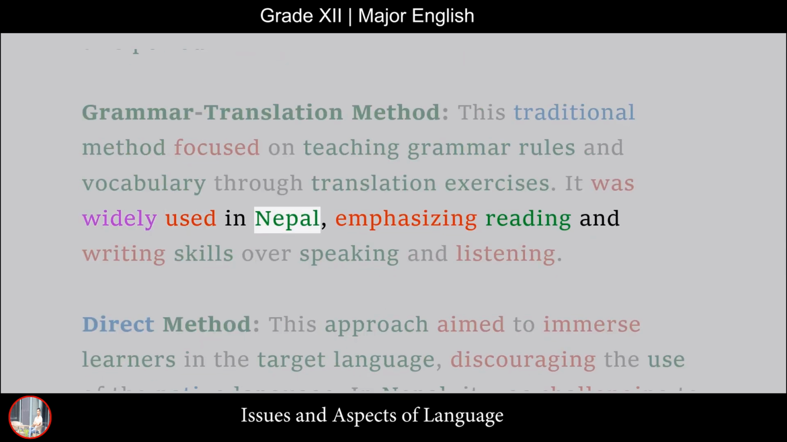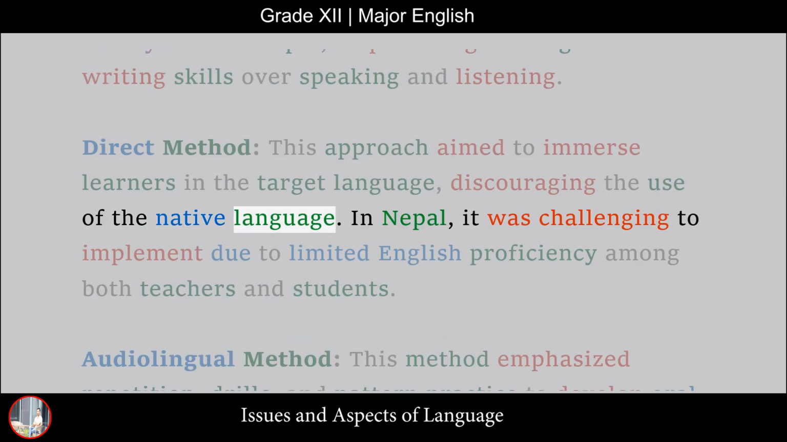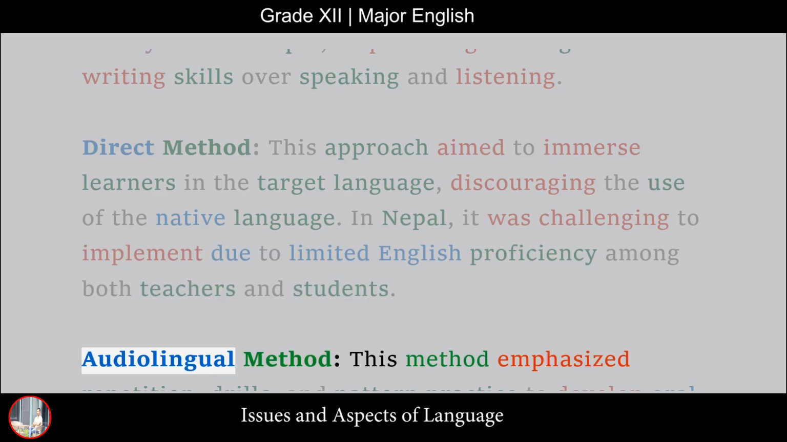It was widely used in Nepal, emphasizing reading and writing skills over speaking and listening. Direct method. This approach aimed to immerse learners in the target language, discouraging the use of the native language. In Nepal, it was challenging to implement due to limited English proficiency among both teachers and students.